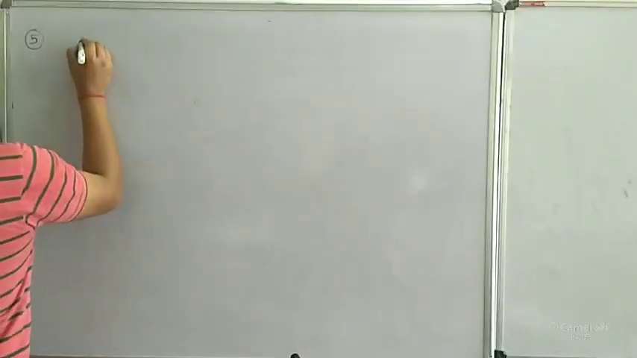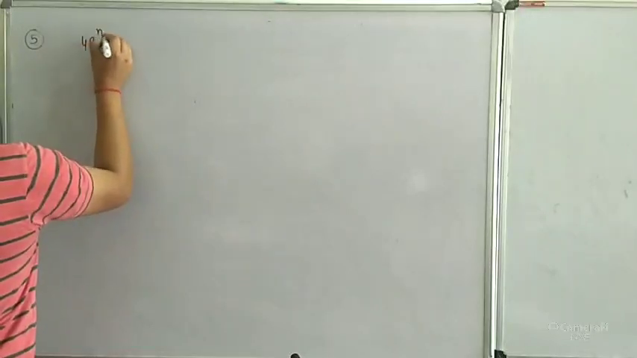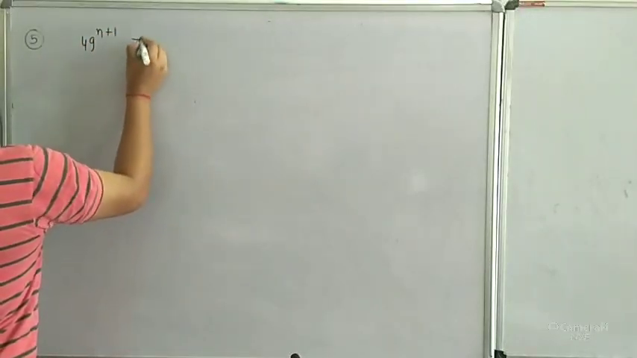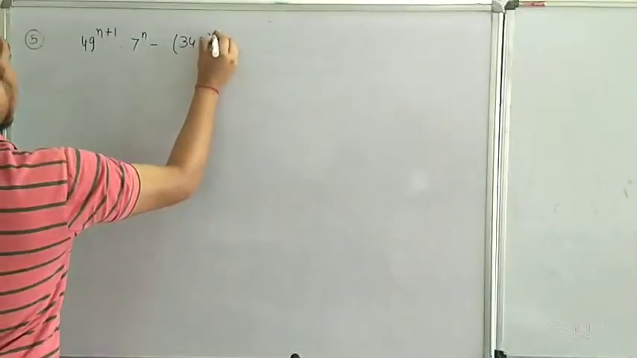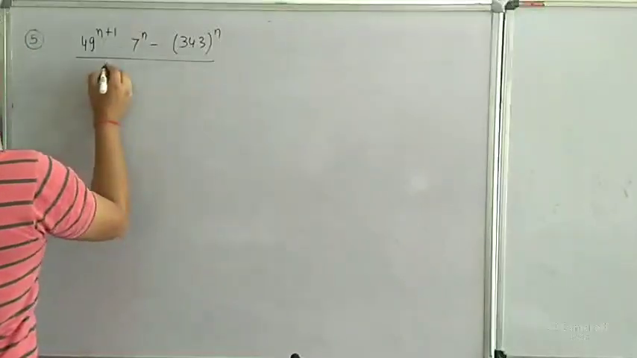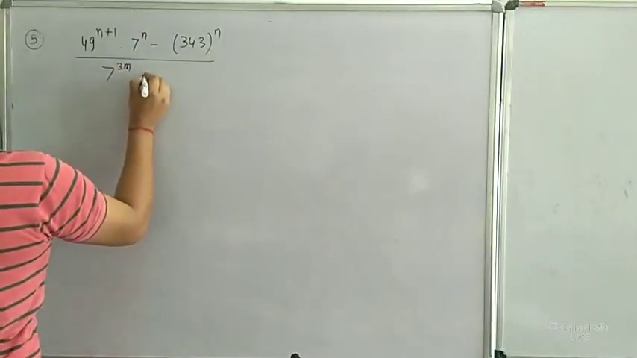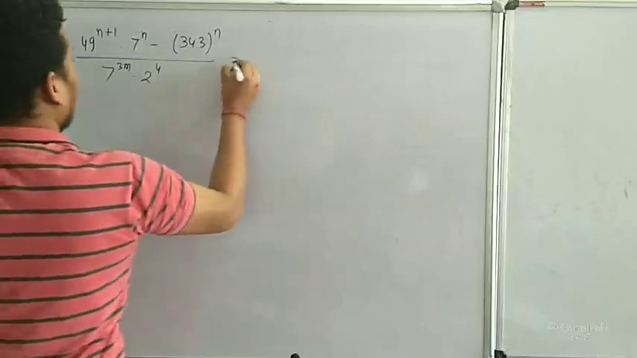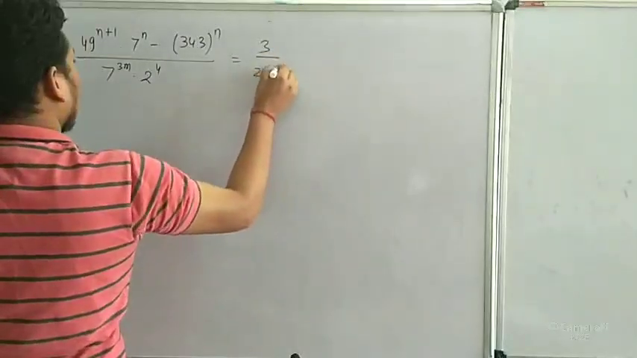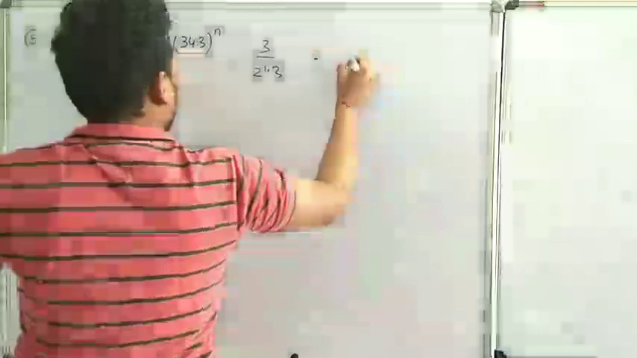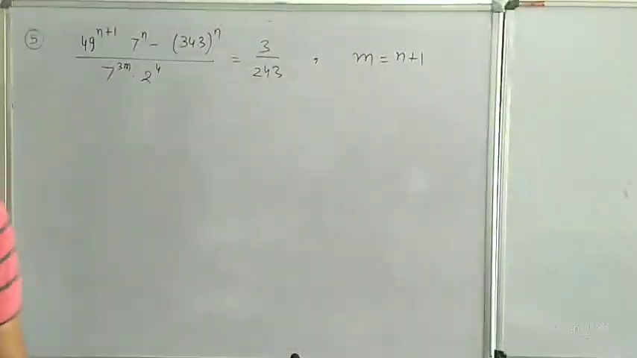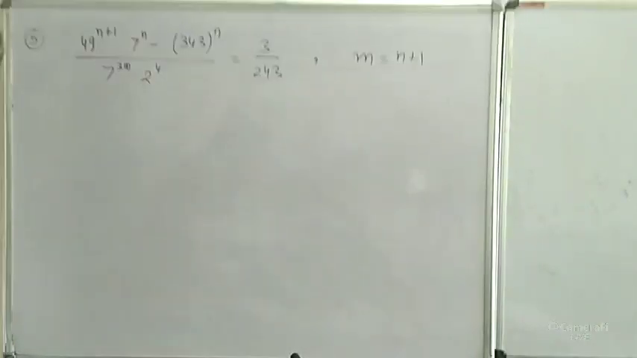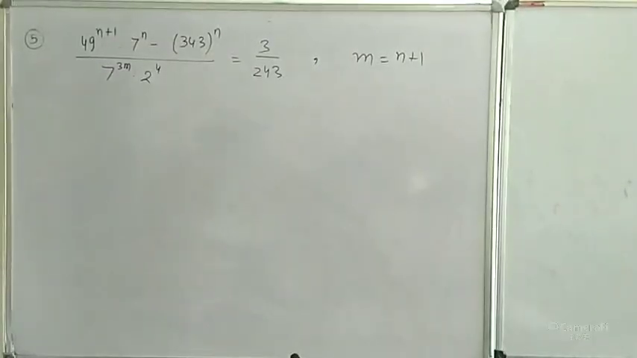49 and whole to the power n plus 1 into 7 to the power n minus 343 and whole to the power n, upon 7 to the power 3m into 2 to the power 4 equals 3 upon 243, and prove that m is equal to n plus 1. Okay, so this is your next question, and this is an important question for your examination also.